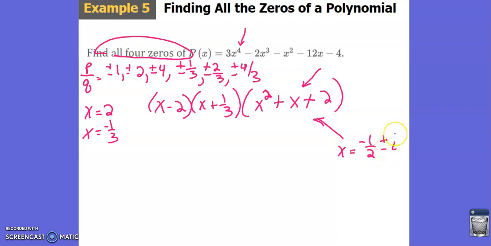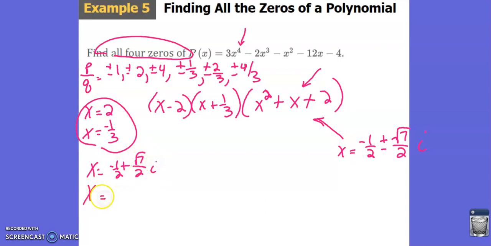the square root of 7 times i. Well, let me write the i first, but let me back that up. So the square root of 7 has i. So those are the other 2 zeros. So if I listed all 4 of them, we already have 2 of them. So x equals negative 1/2 plus the square root of 7 over 2 i, and then x equals negative 1/2 minus the square root of 7 over 2 i. And that's all 4 zeros.